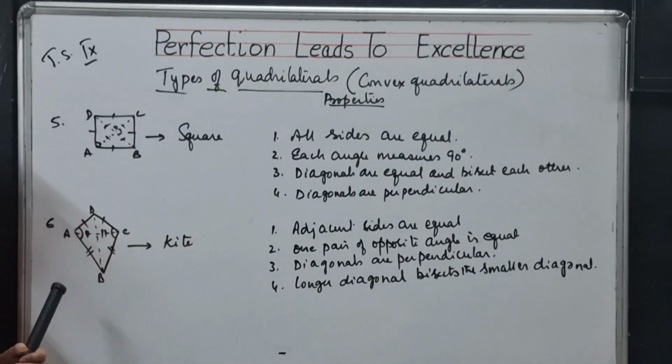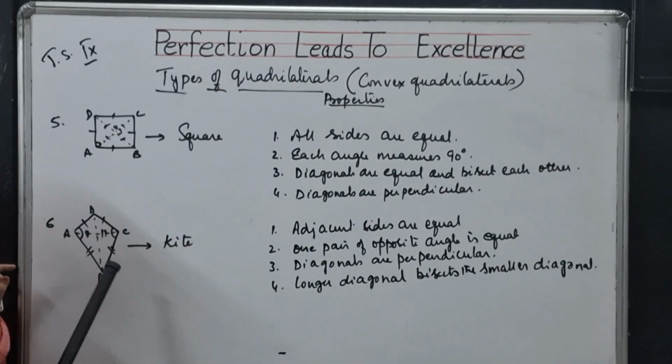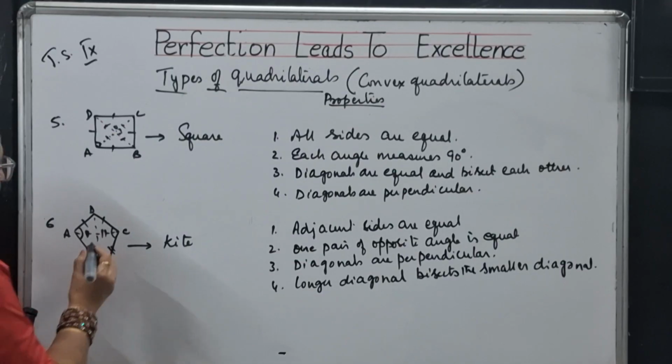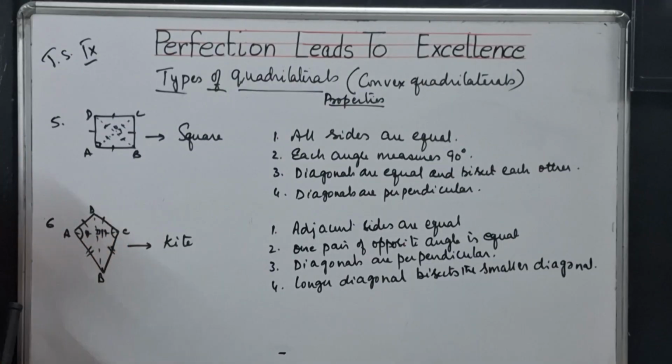One pair only, opposite angles. So one pair of opposite angles is equal. Then diagonals are perpendicular to each other. So these diagonals maintain 90 degrees, perpendicular to each other, and the longer diagonal bisects the smaller diagonal.